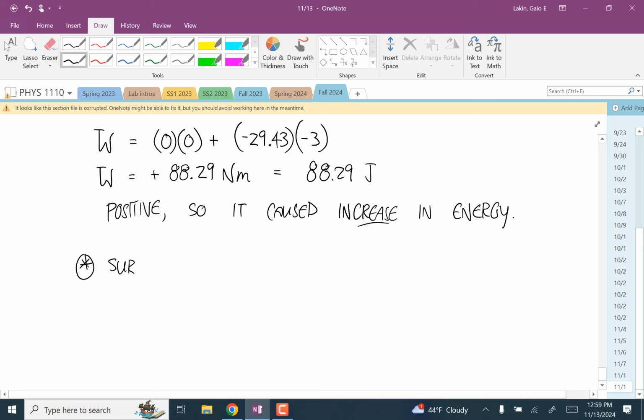Here's a surprising fact to remember based on this definition.